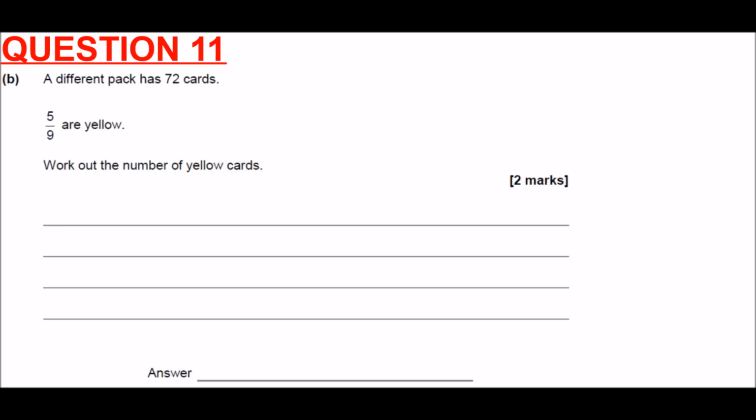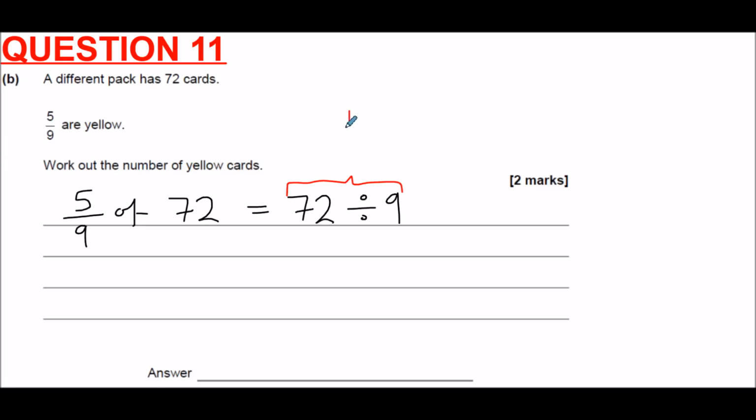Part B, we're told that a different pack has 72 cards and that 5/9 are yellow. We need to work out the number of yellow cards. And so what we need to do here is find a fraction of an amount. So we're finding 5/9 of 72. And so what I'd suggest we do first of all is to find 1/9 of 72, which we can do by doing 72 divided by 9. So this is finding what 1/9 is.